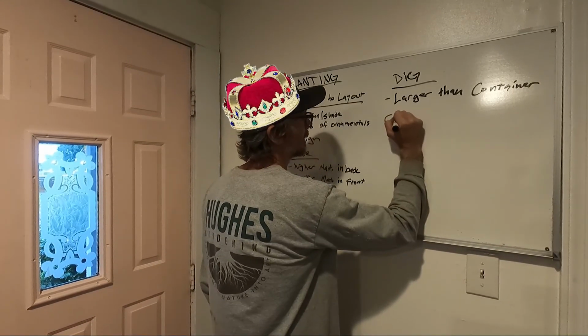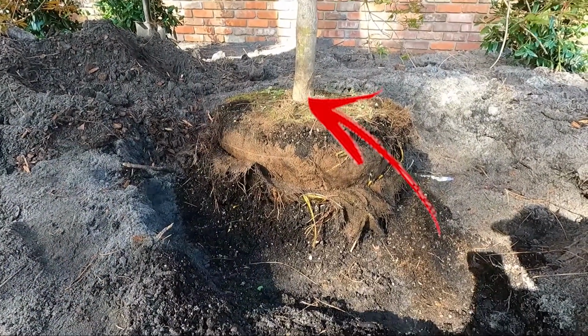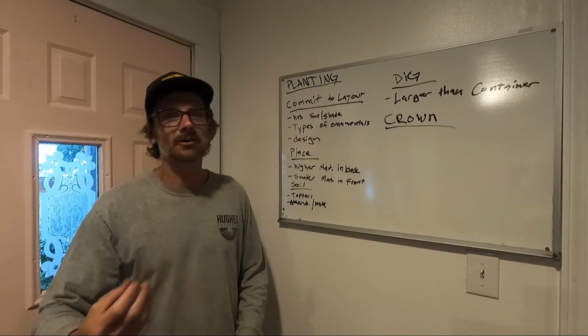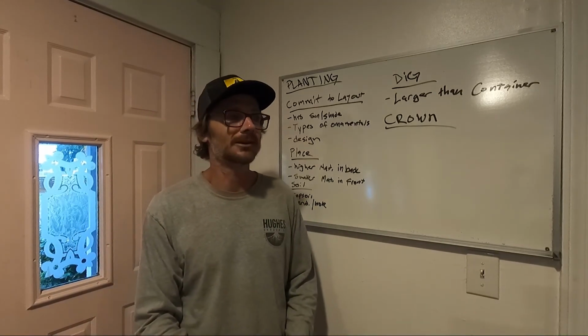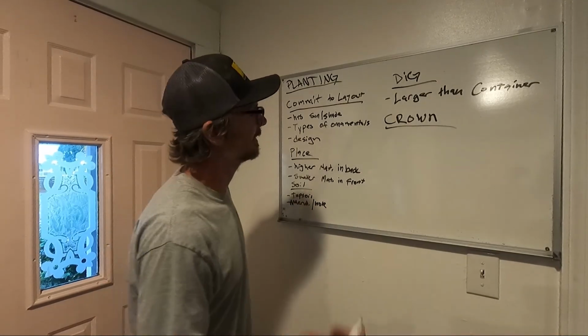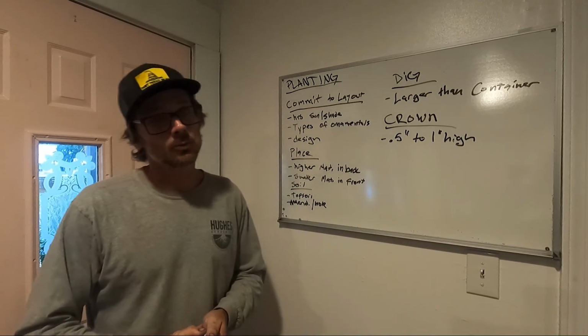And when you're digging that hole and the plant is sitting in the hole, this is very, very important: the crown. The crown of a plant is where the stem attaches to the roots, and that is going to be the most important area on your containerized plant, or any plant, when you put it in the ground. What I always like to think is plant the plant a little bit high, about 0.5 inches to 1 inch.